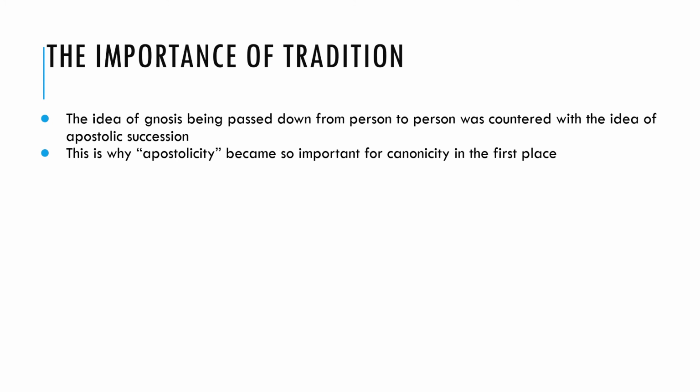And this is why apostolicity became so important for canonicity in the first place, right? So the canon is traditionally explained by, these were books that were written by apostles. And the definition does not necessarily just include the 12 disciples that Jesus has. This is a wider category. This includes Paul, for instance. This would include Mark and Luke, as well as John the disciple, the supposed author of the Gospel of John, the disciple Matthew.